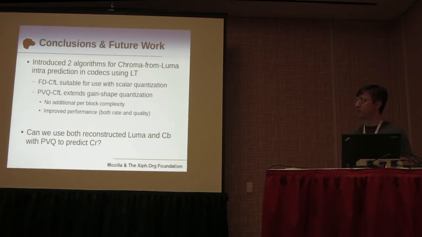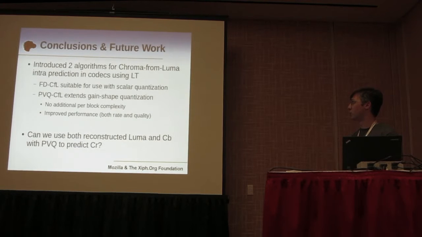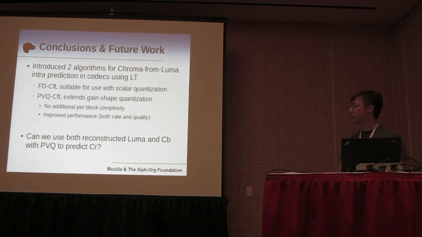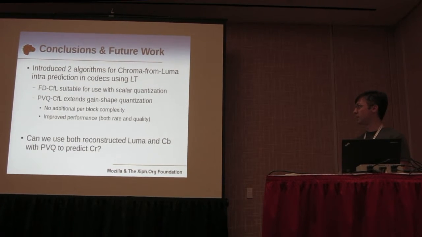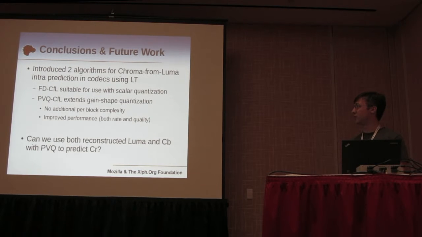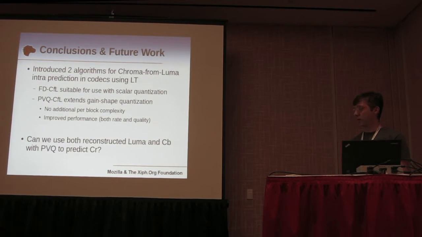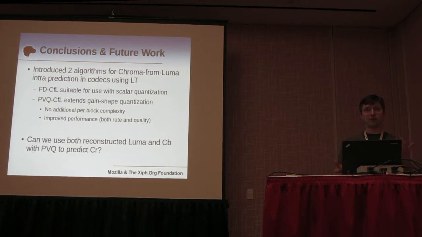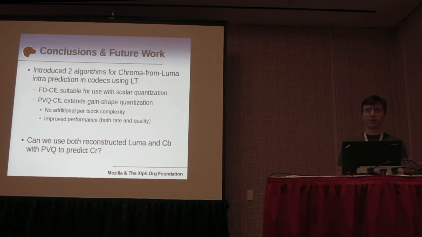So to conclude, this paper introduced these 2 algorithms for doing Chroma from Luma prediction in codecs that use lapped transforms. One of them is suitable for use with codecs that do scalar quantization, and one of them uses an extension of gain-shape quantization. One of the open questions is, people have noticed that given the presence of both the reconstructed Luma coefficients and the reconstructed Chroma coefficients from one plane, that can also signal the other plane. So the question is, can we do some kind of bi-prediction in PVQ using both Luma and Cb? That still remains to be seen.